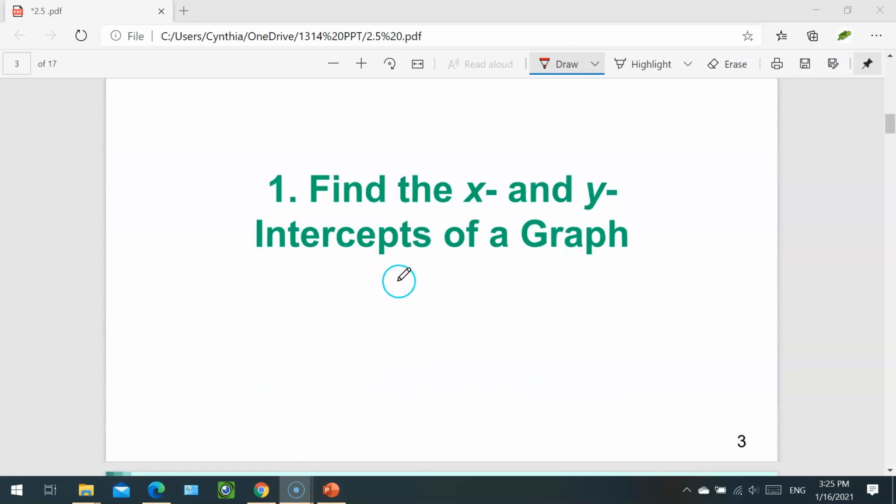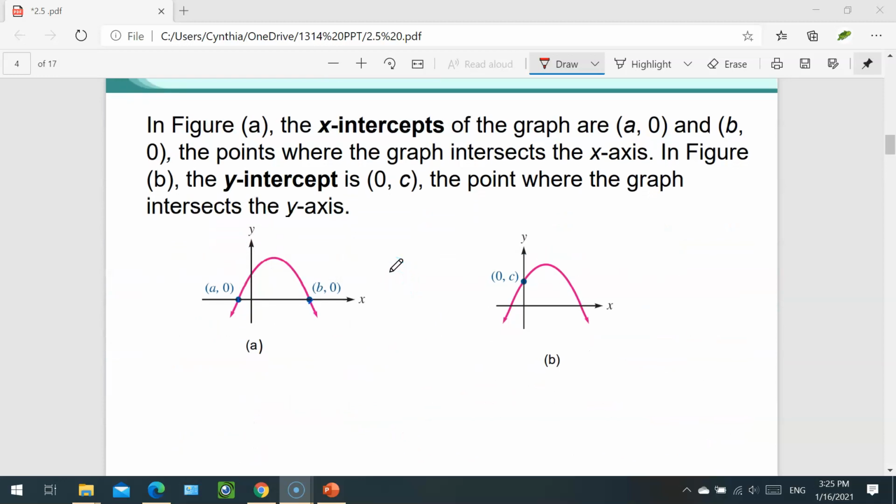So how can we find the x-intercept and the y-intercept of the graph? If you look at figure A, this graph is a down parabola. The graph passes through the x-axis at 2 points, so it has two x-intercepts at (a, 0) and (b, 0). And this graph has a y-intercept at this point. So it only has one y-intercept and two x-intercepts.